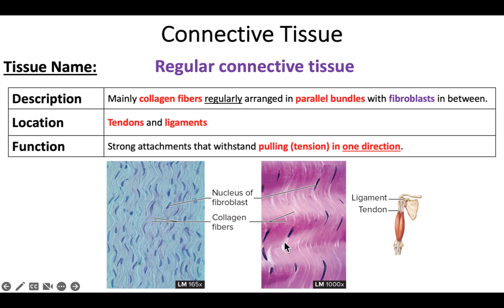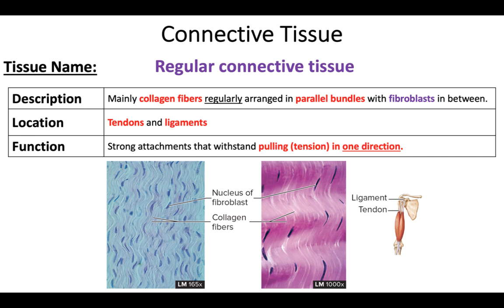There are fibroblasts in between some of that collagen because you're going to need cells that produce and maintain the collagen. So those are the fibroblasts. This tissue is found in tendons and ligaments. And I remind you, a tendon is going to be attaching a muscle to a bone, whereas a ligament is going to be attaching or holding bones together, bone-to-bone attachment.